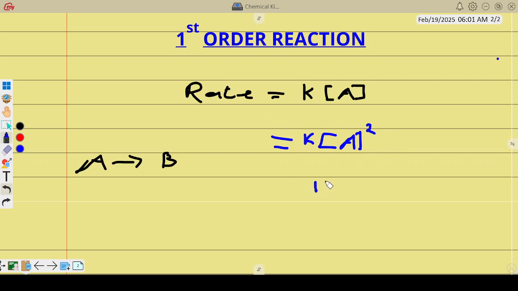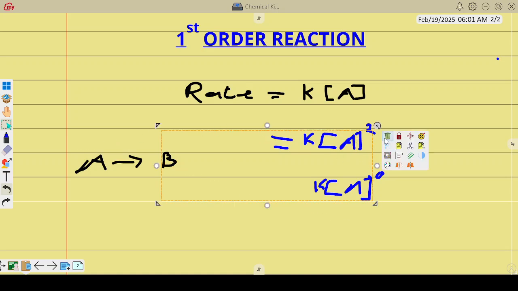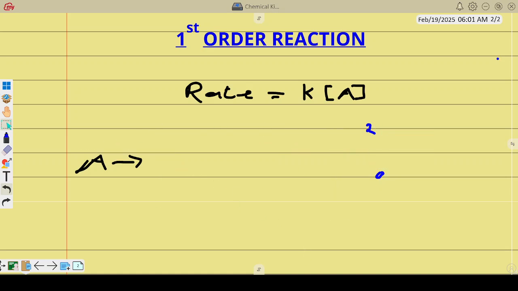And then for the zero order, when deriving, A will be power 0 for the zero order. So these are just basics which we can take note of. So now we go to derive in the first order reaction.